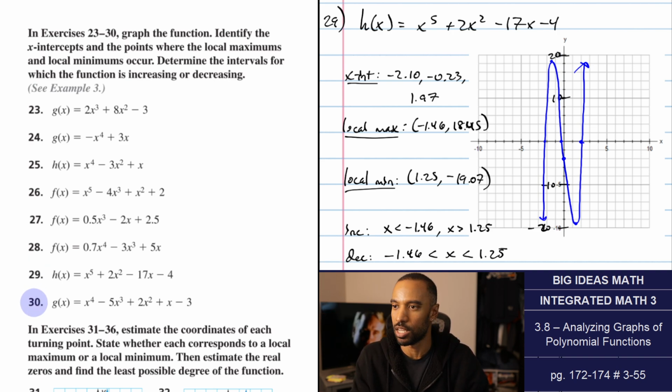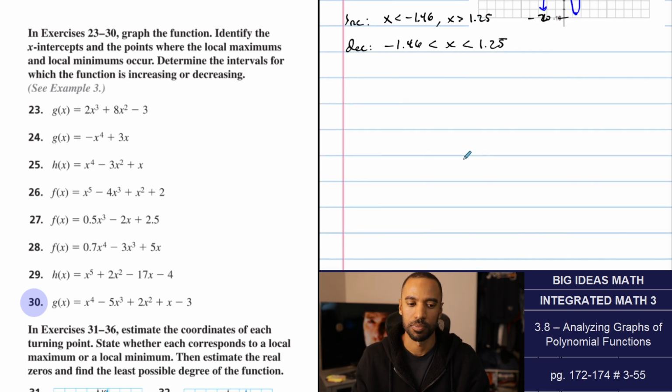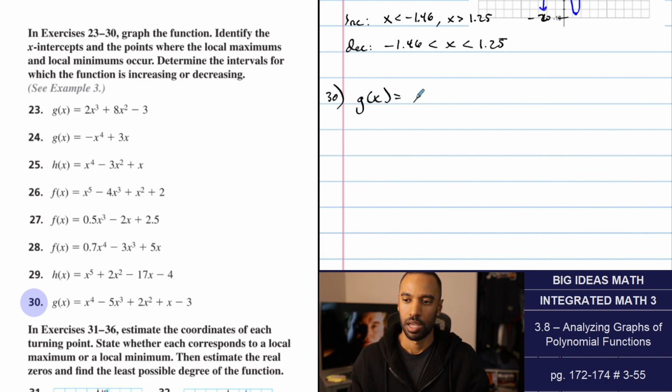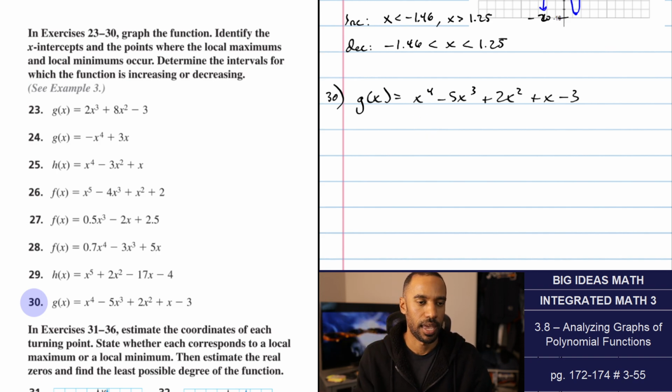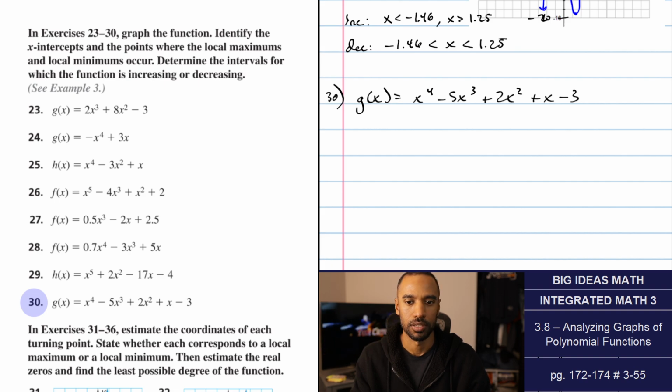Okay. All right, last one, number 30 from this set. We have g of x equals, and we have a lot of terms. X to the 4th minus 5x cubed plus 2x squared plus x minus 3. Okay, let's graph it. Here we go. X to the 4th. Oh, you can't see this. All right, y-intercept of -3, keep that in mind, but we also have to keep our scaling in mind. So let's see what this graph reveals.